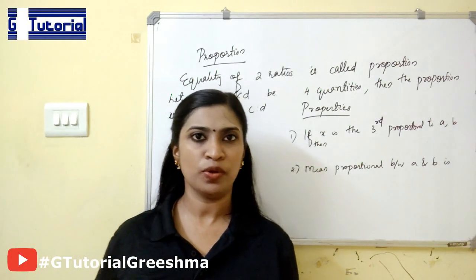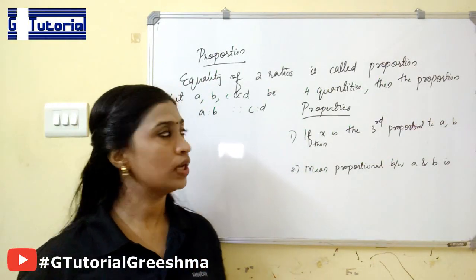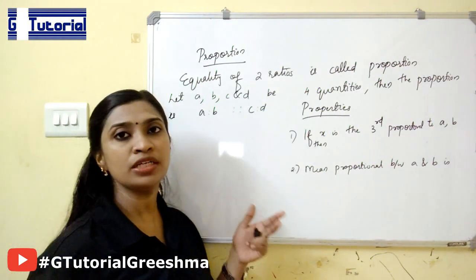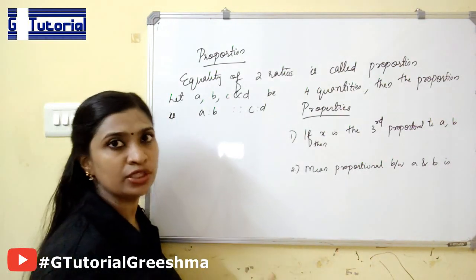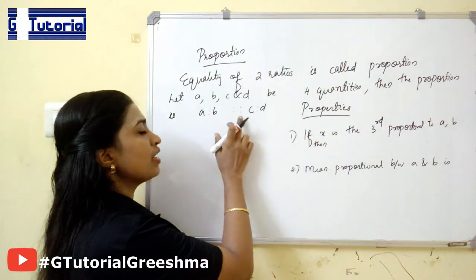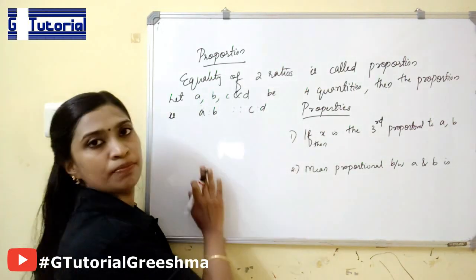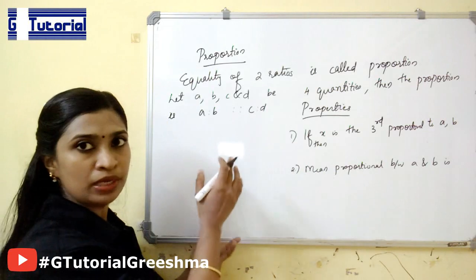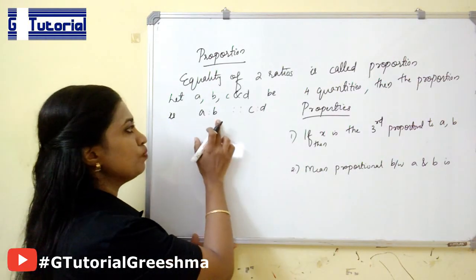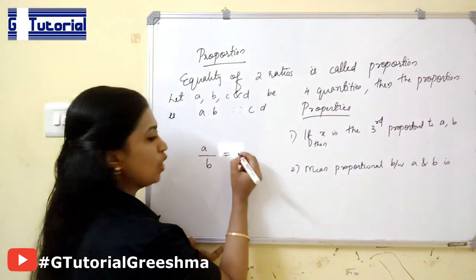Next, let us see what is meant by proportion. Equality of two ratios is called proportion. What is meant by proportion? It is the equality of any two ratios. Suppose A is to B and C is to D are any two ratios, then if we are equating them, then they are said to be in proportion. That is, A, B, C, D be any four quantities, then the proportion between A, B, C and D is A is to B is in proportion to C is to D, or we can write A by B is equal to C by D.